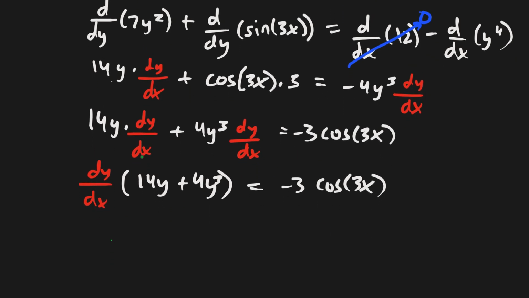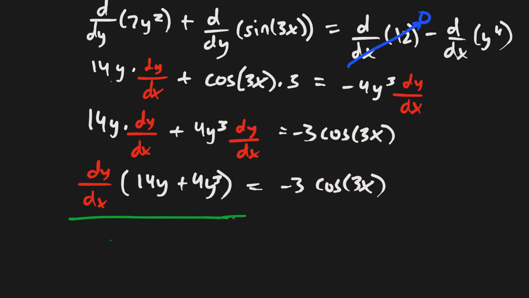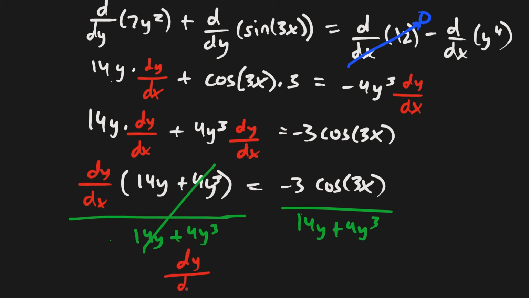So scroll down once again. So this is just going to be divide by 14y plus 4y cubed. And then same thing over here, 14y plus 4y cubed. And our final answer turns out to be, so this is our derivative, right, with respect to x, derivative of y with respect to x is equal to, for the function we had defined in the beginning, this is going to be equal to, and let's do this in a different color, negative 3 times cosine 3x all over 14y plus 4y cubed.